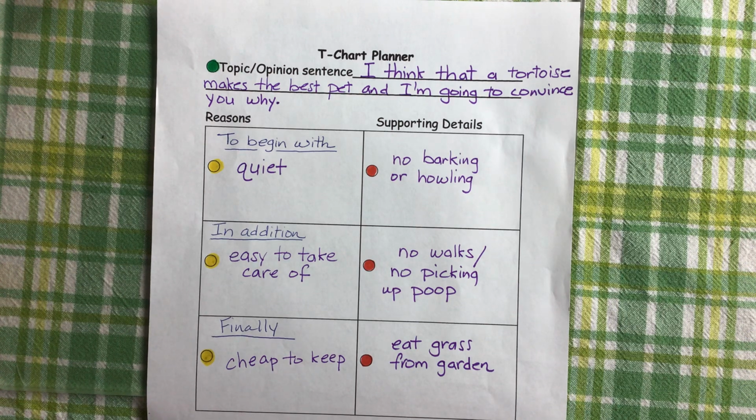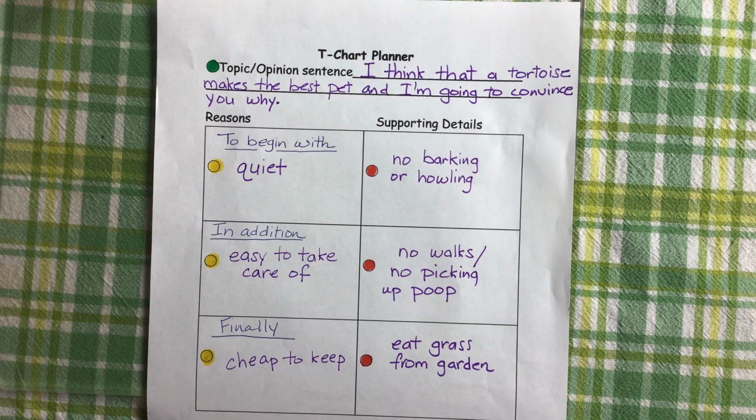So just to review, what we're trying to do here is a kind of writing called opinion writing. In this kind of writing, we are trying to persuade or convince our readers to come around to our way of thinking. And so our topic is the best pet. You, first of all, got to choose which pet you would like to write about. And your job is to convince the reader that that is the best pet.